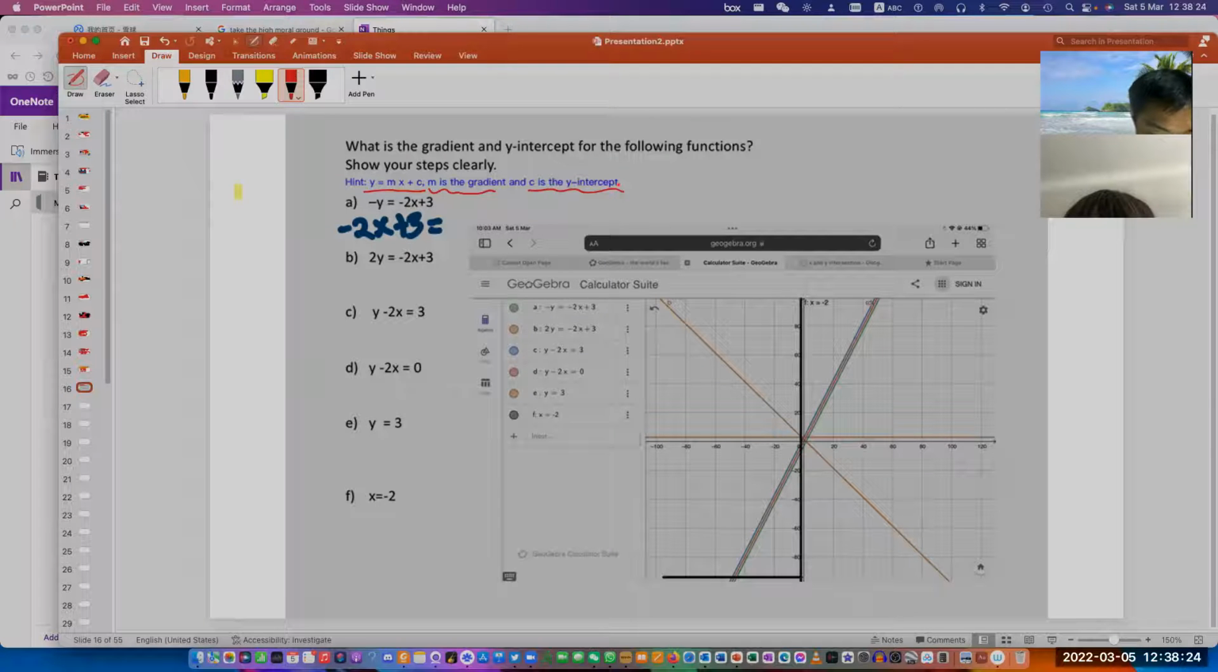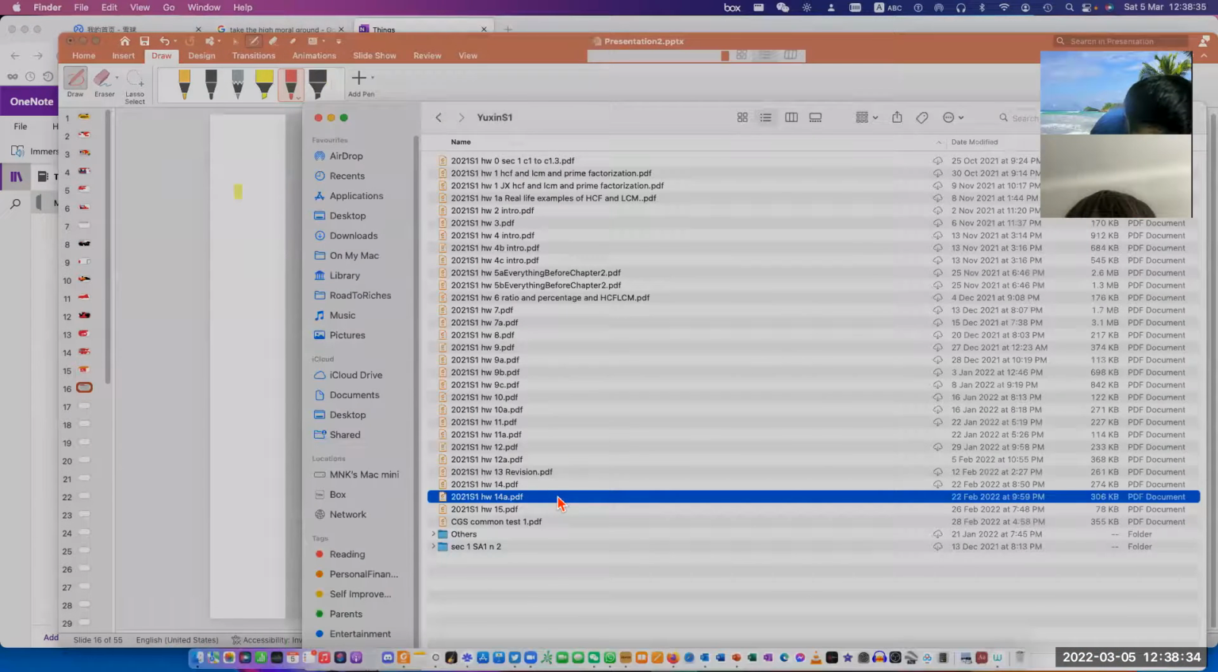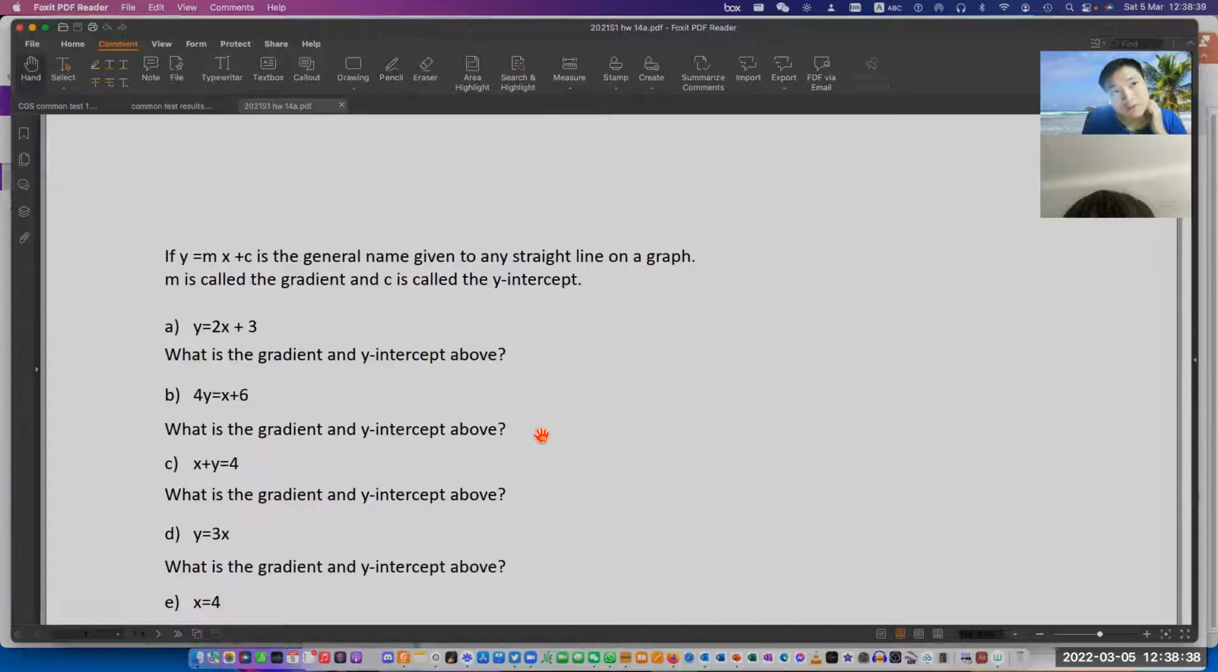So actually, without doing 14A, it's hard to do 15, I guess. Let me take a look at 14A. Correct. If you don't do 14A, it's hard to do 15 because 15 is harder. Okay, let's look at this one first. So what it says is y is equal to mx plus c is a general name given to any straight line. So m is the gradient, c is the y-intercept.